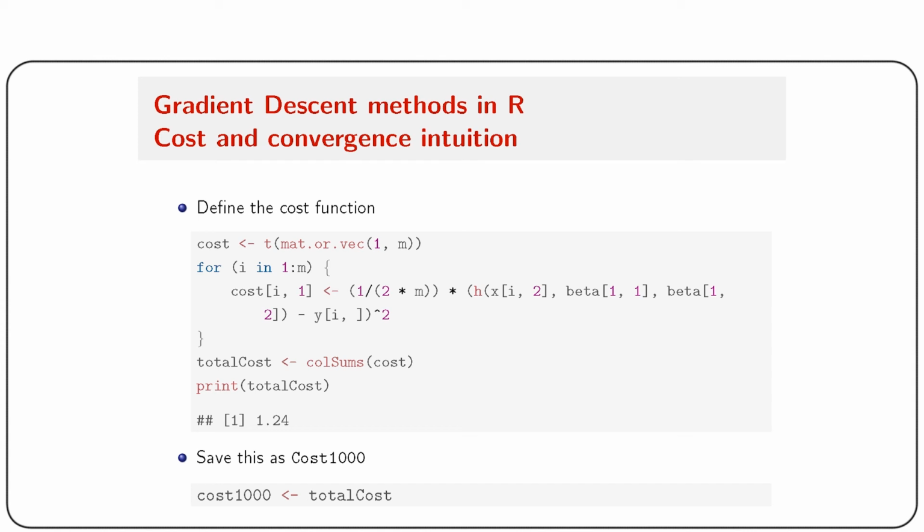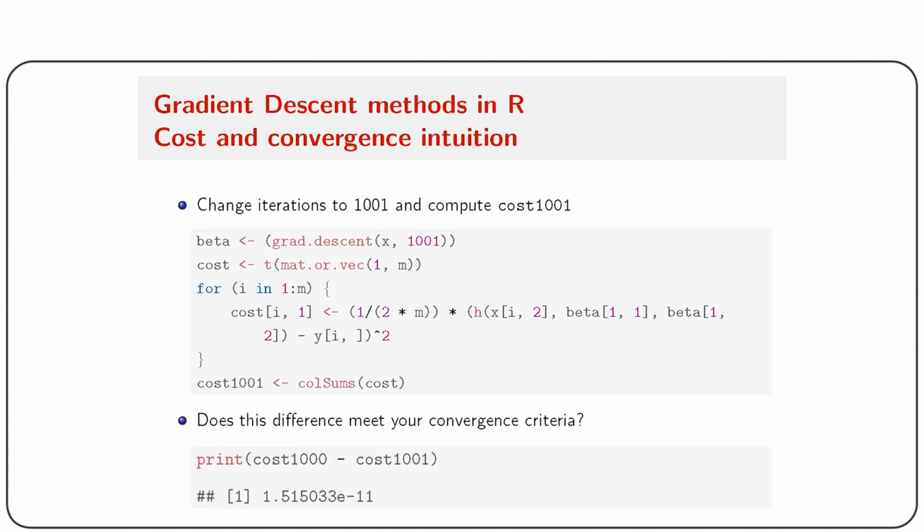Save this as cost1000, and cost1000 is the total cost. Now changing the iteration to 1001 and computing the cost1001. So again I can compute cost1001 like this, and check whether the difference meets your convergence criteria. If you take the difference, it would be 1.5 times e to the power minus 11. If that is your criterion, then you can stop here, otherwise you can continue further. So that's all about the gradient descent method and its implementation in R.